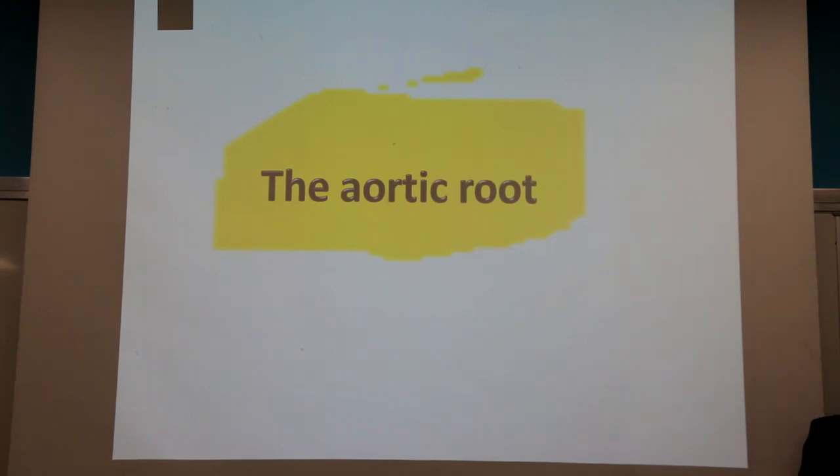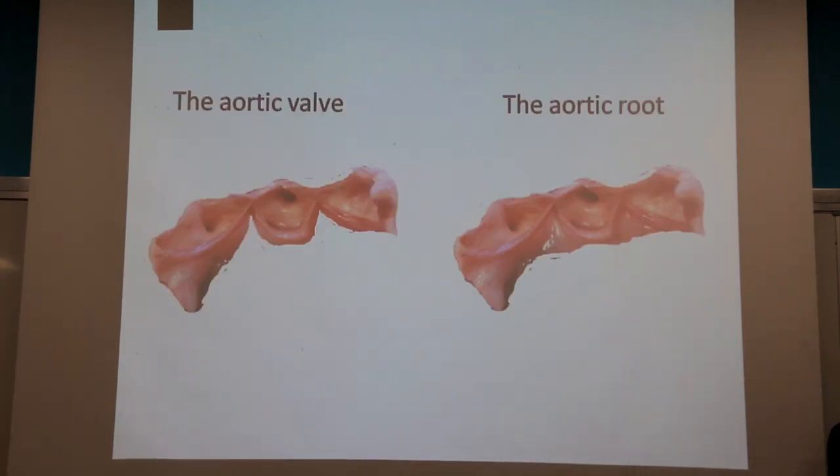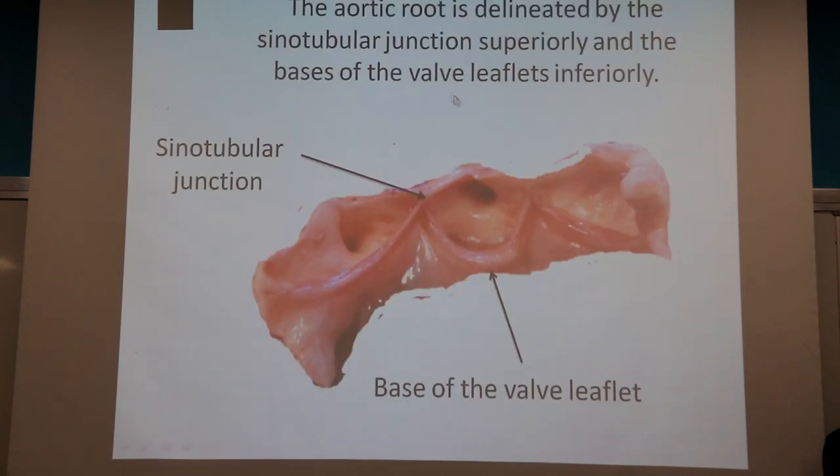Now I'm going to talk about the aortic root. I just talked about the aortic valve. Now I'm going to talk about the aortic root. What is the difference? This is the aortic valve, while here is the aortic root. The aortic root is delineated by the sinotubular junction superiorly, and the base of the leaflet inferiorly. So this is the aortic root, and all the structures here are included.